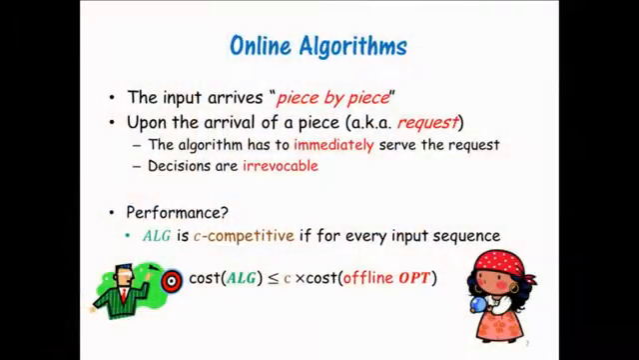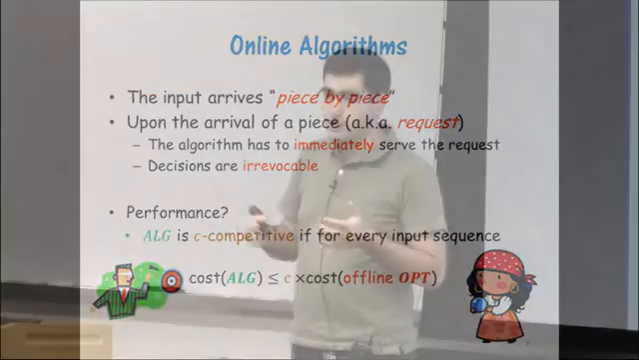So, let's see what an online problem is. In an online problem, the requests are coming online, and when you get a request, you have to make an irrevocable decision to somehow serve that request. But this decision should be made without knowing the future requests. Okay? And how do we measure the performance?